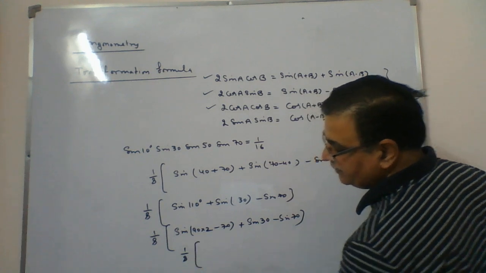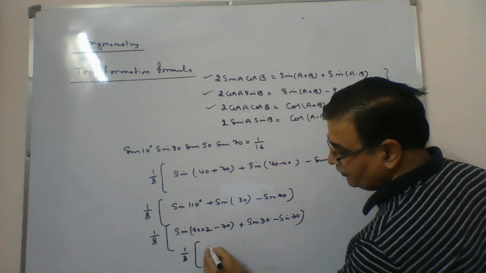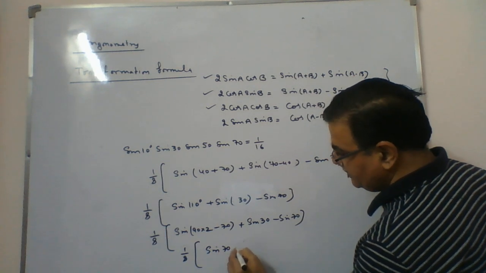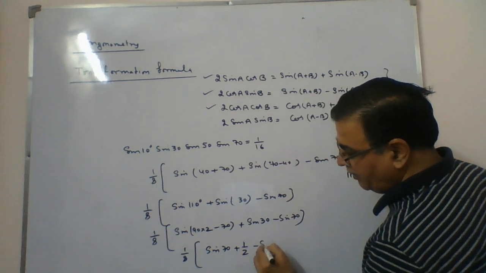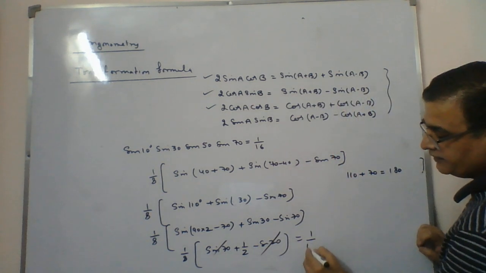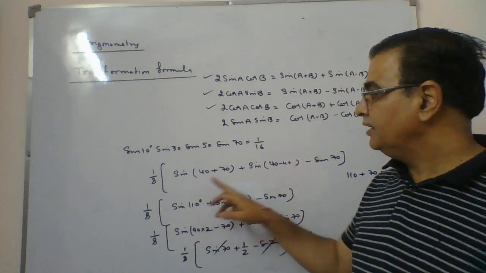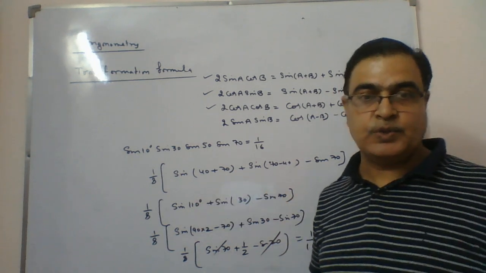Sine 180 minus 70, second quadrant, sine will be plus. So it will come out to be sine of 70 plus half minus sine 70. These two get cancelled out. It will be 1 by 8. Okay. This way you will be having the next question.